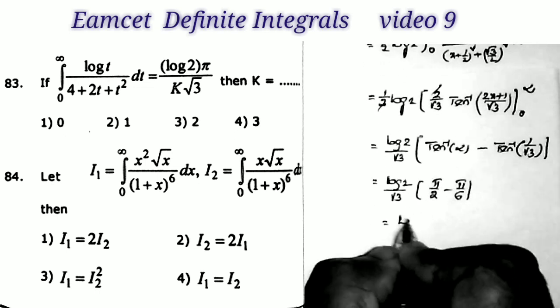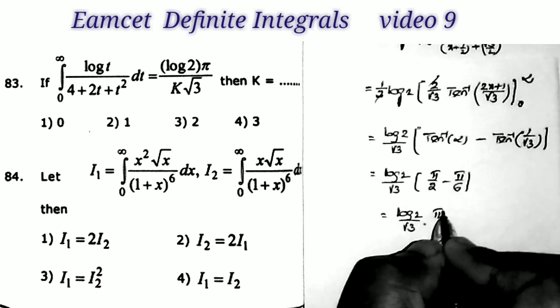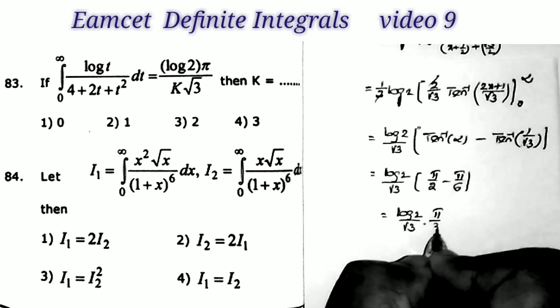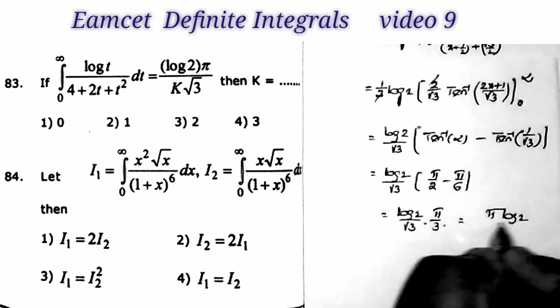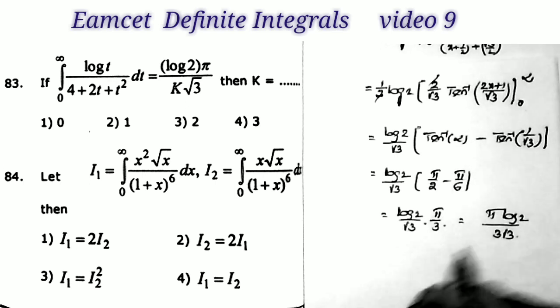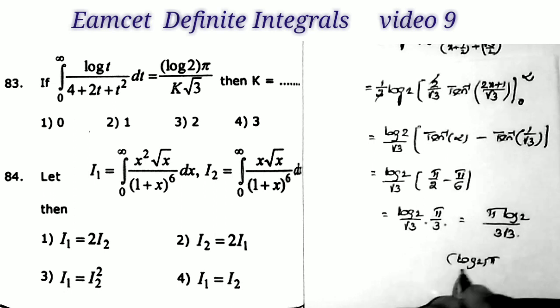Therefore, the answer is equal to log 2 by root 3 into pi by 2 minus pi by 3. 90 minus 30 is equal to 60. Therefore, the answer is equal to pi into log 3 by 3 root 3. But given that the answer is equal to log 2 into pi by k root 3.